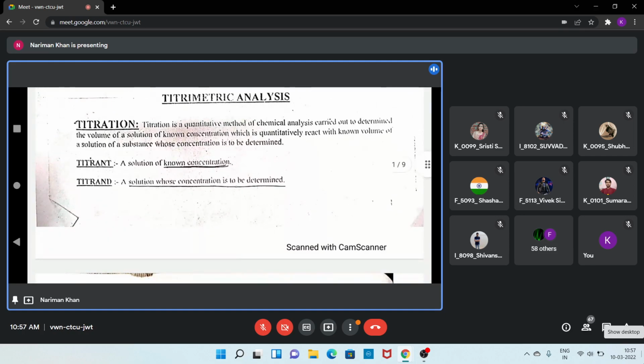Now, in titrimetric analysis, two things are to be remembered: one is the titrant and the other is the titrand. The titrant is a solution of known concentration, meaning the standard solution. The titrand is the solution whose concentration is to be determined, meaning the unknown solution.